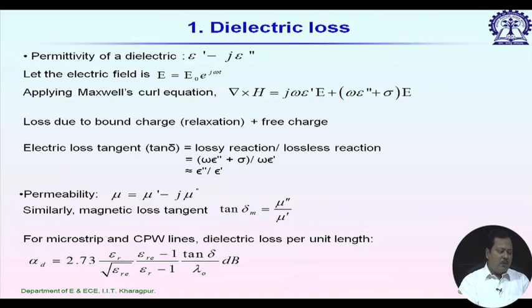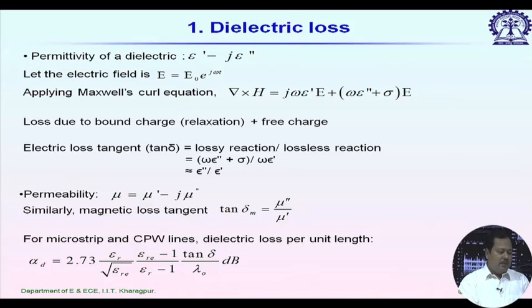Above we have sigma plus omega epsilon double dashed. So, it should decrease with frequency, but in the last lectures we have seen some measured loss tangent values at different frequencies. So, the measured value, we have usually seen, increases with frequency.